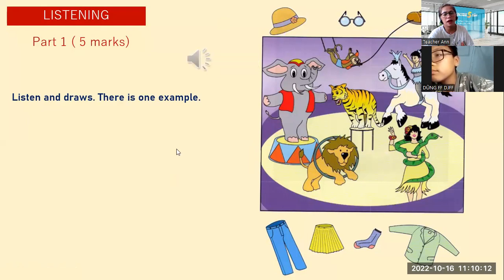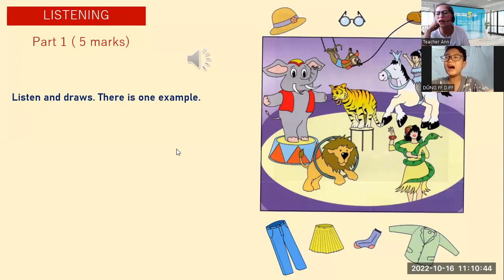Part one. Look at part one. Now look at the picture. Listen and look. There is one example. Put the shoe on the monkey. Pardon? Put the shoe on the monkey. Can you see the line? This is an example. Now you listen and draw lines.